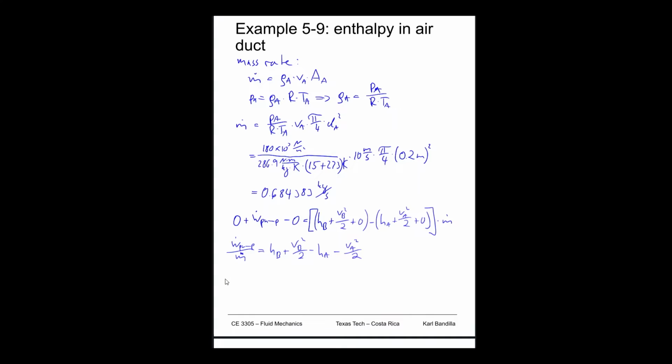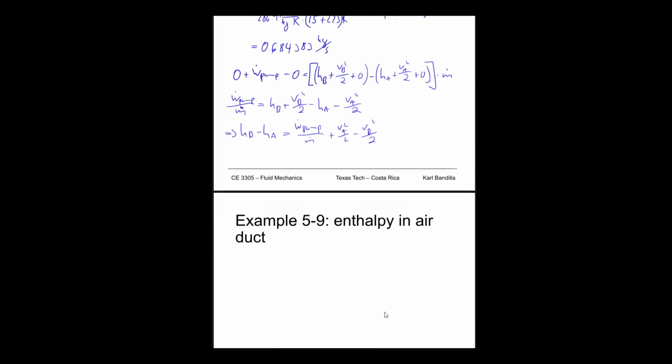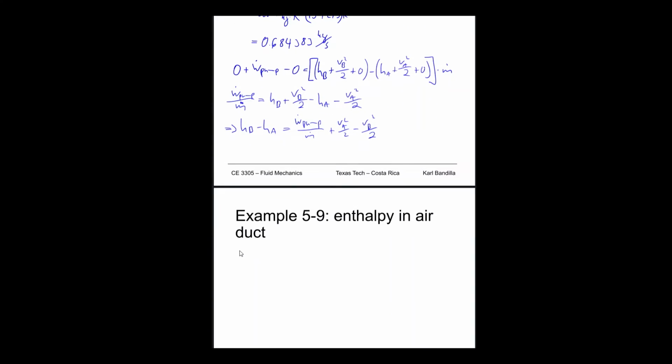And of course we can solve that for HB minus HA, right? So based on that, HB minus HA would just then be equal to the energy from the pump divided by the mass rate, plus VA squared over 2 minus VB squared over 2. And I think that's pretty much all we can do here. So we can just plug in some numbers. Let's write that so we don't miss that.